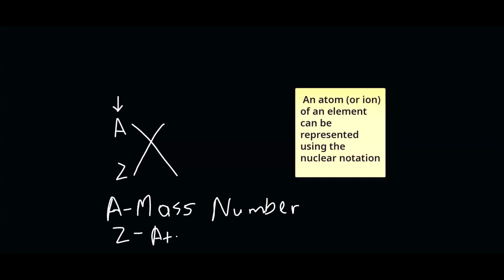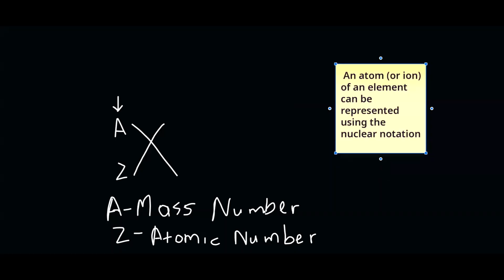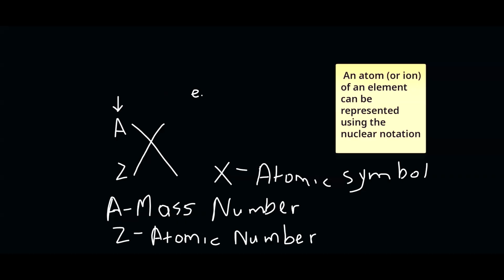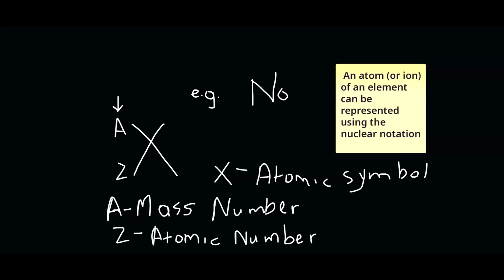It's very important that you know your periodic table. The symbols of the elements, you can find them on the periodic table, and you need to know the first 20 elements. X represents the atomic symbol for the specific element that you want to represent using the nuclear notation. For example, we want to represent sodium. The symbol for sodium is Na, the mass number for sodium is 23, and the atomic number is 11.